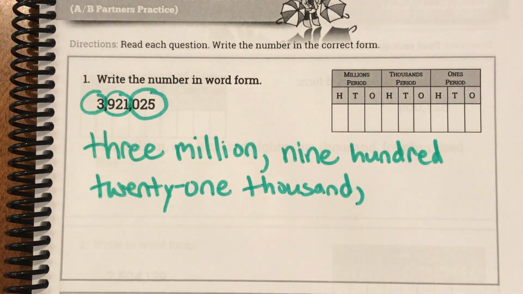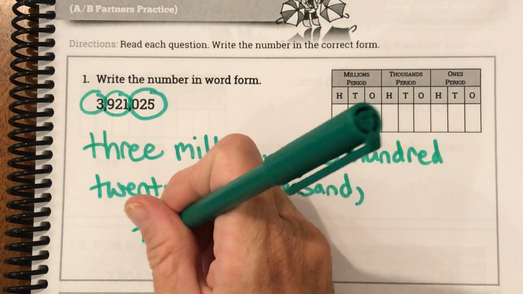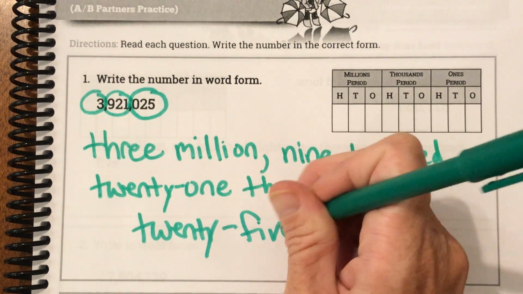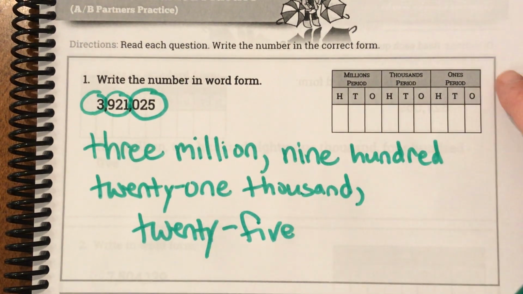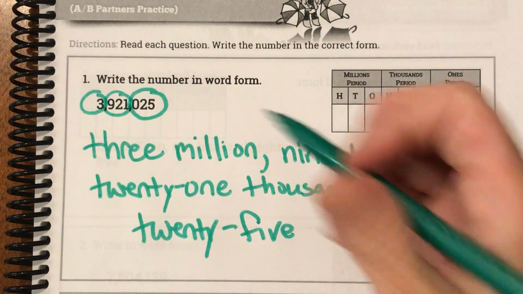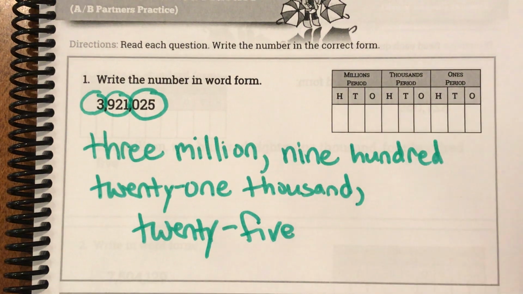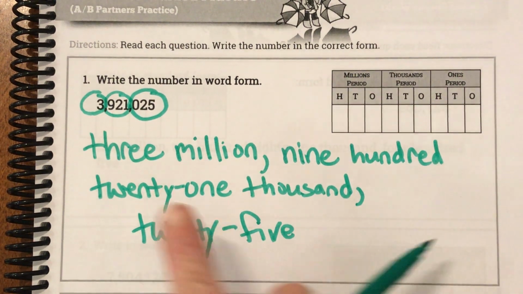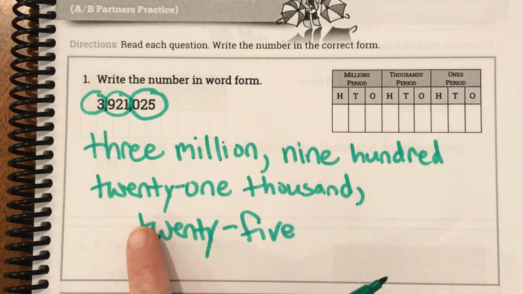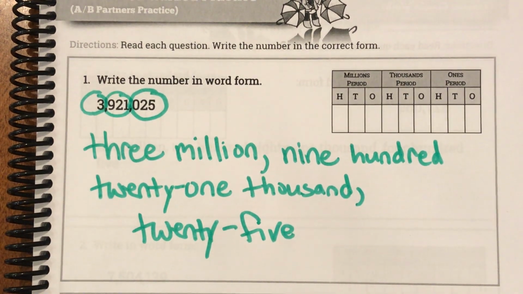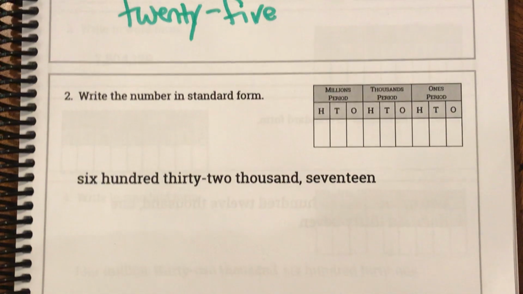Okay, and we're going to say our last one. Okay, how do I say that number? 25. Now, I don't say 25 ones. So for this one, because there's not the comma, I don't say a place value, nor do I write the comma. So this number is 3,921,025. Okay, let's look at one more of these together.